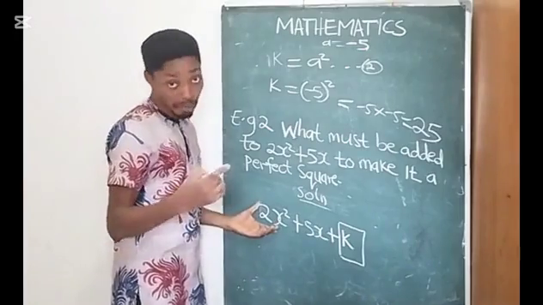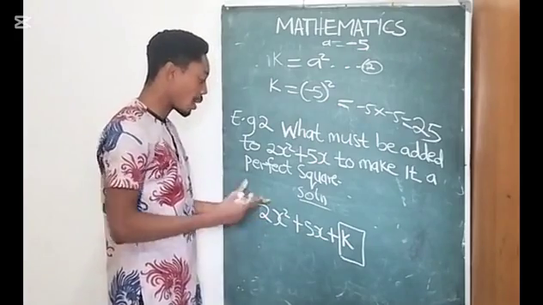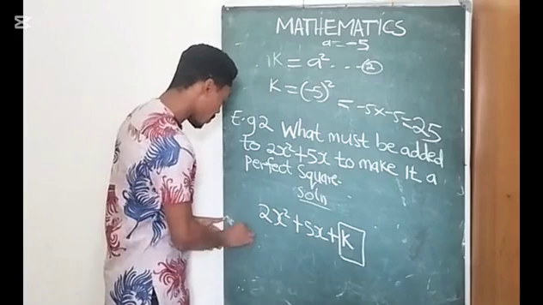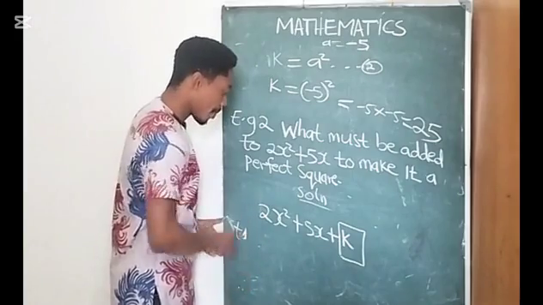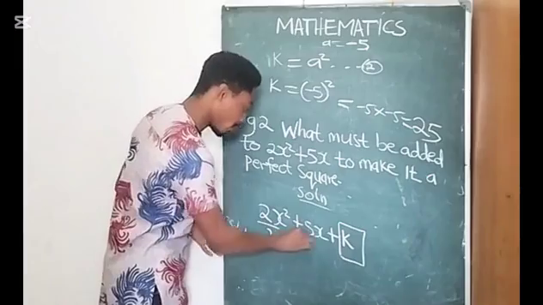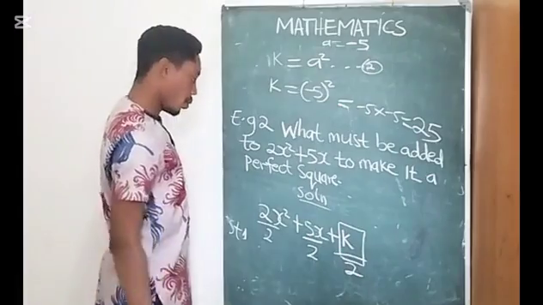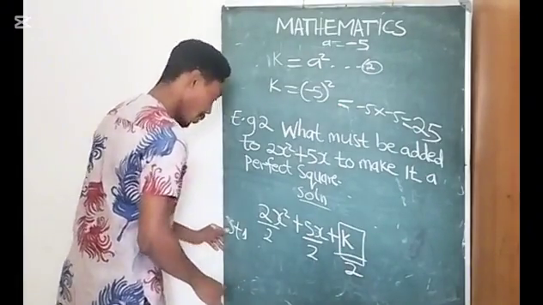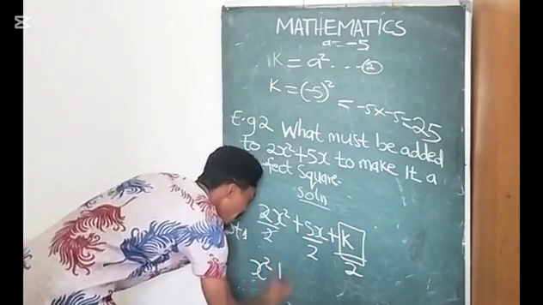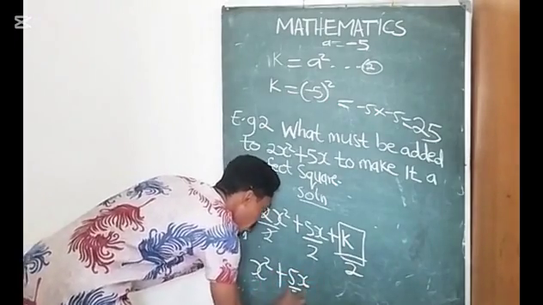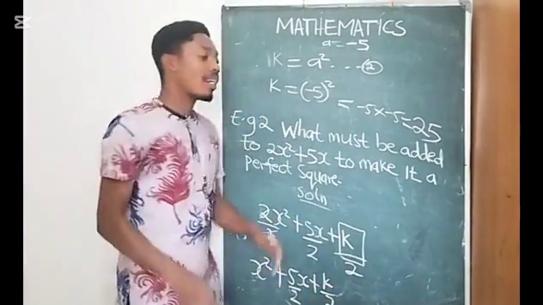But fortunately, the coefficient of x squared is 2. So what I'm going to do in the first step is divide all through by the coefficient. So divide by 2, and then I will divide by 2. And then when I do that, this will become x squared plus 5x all over 2 plus k over 2.